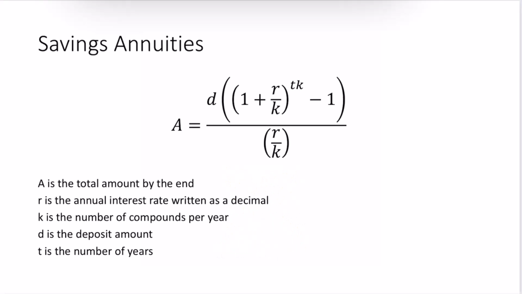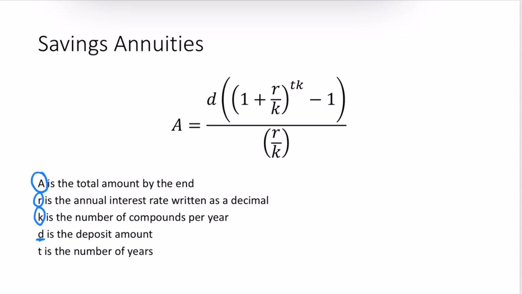So this is what the savings annuities formula looks like. And let's go through and talk about what the variables mean. Just like all of our other formulas so far, A is going to be the total amount that you end up with in your savings account by the end. R is the annual interest rate. K is the number of compounds per year. And this new variable D represents how much money you're depositing in each compound period.